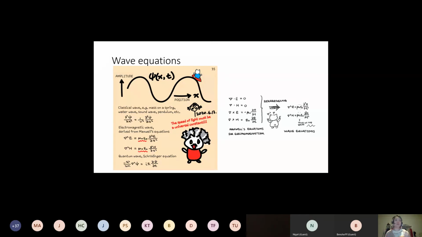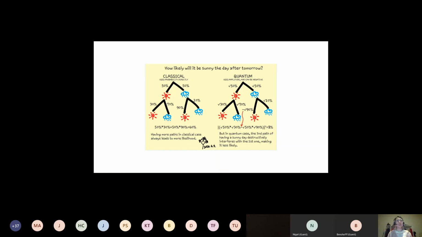But again, you don't need any of this to do quantum computing, but I still like to show you. This is what you need to know about quantum computing: that amplitudes can be negative or complex, and they can do destructive interference.